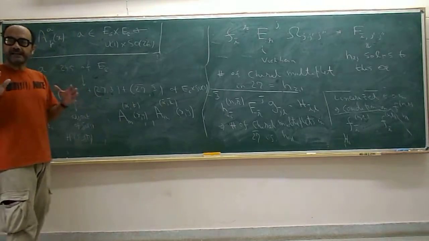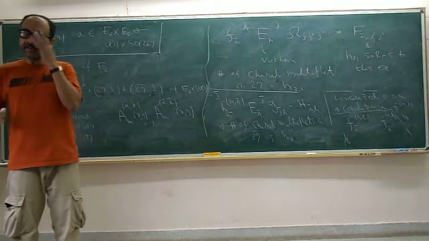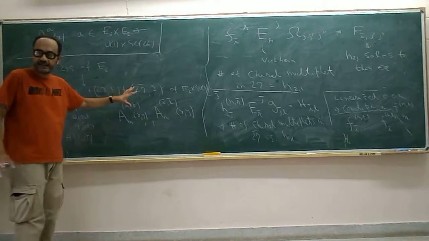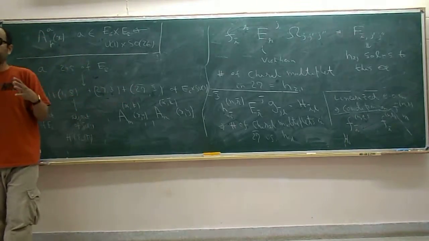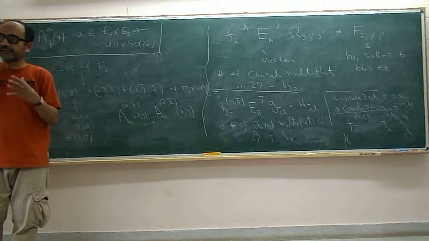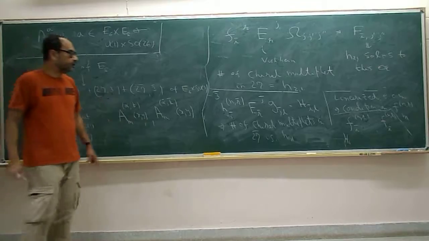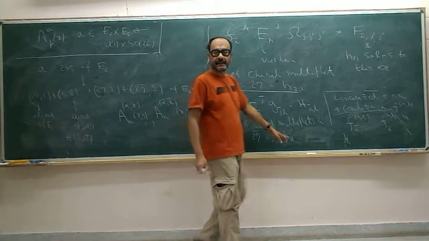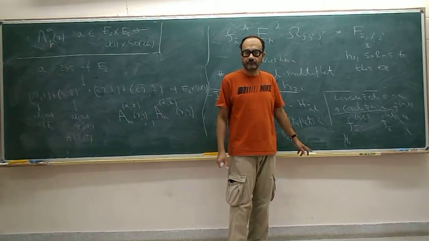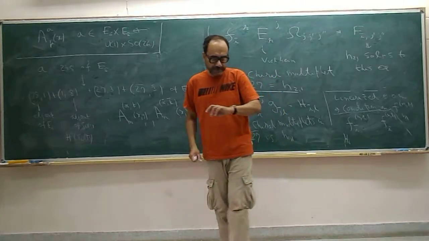Okay, so the conclusion from here is that from these fields you get 27 representations of E6, which are in the chiral multiplet, and the number of 27 representations is H21, the number of 27 bars is H11. Okay, so maybe I'll stop here.